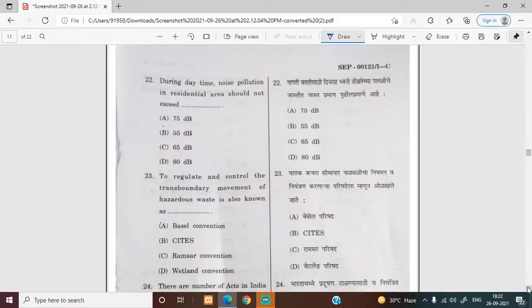Next question from people and environment. Question number 22. During daytime, noise pollution in residential area should not exceed. In India, we have limits on noise pollution in residential and industrial areas. There are many places where there is a noise limit, and this limit is categorized into day and night. The question is talking about daytime in a residential area. Students, in this question, dB stands for decibel. For a residential area, the noise limit should not exceed 55 dB. 55 dB is the right answer.